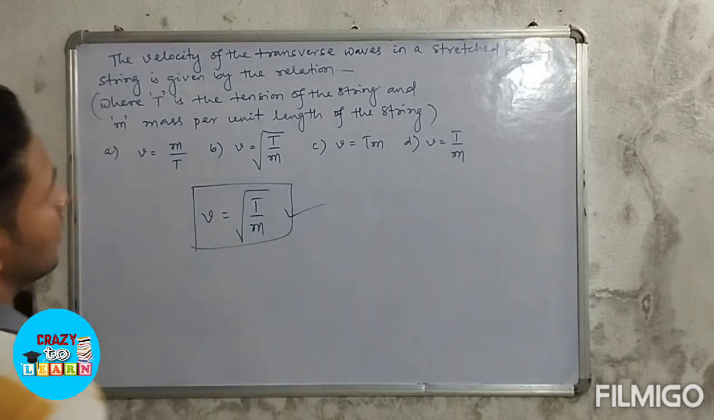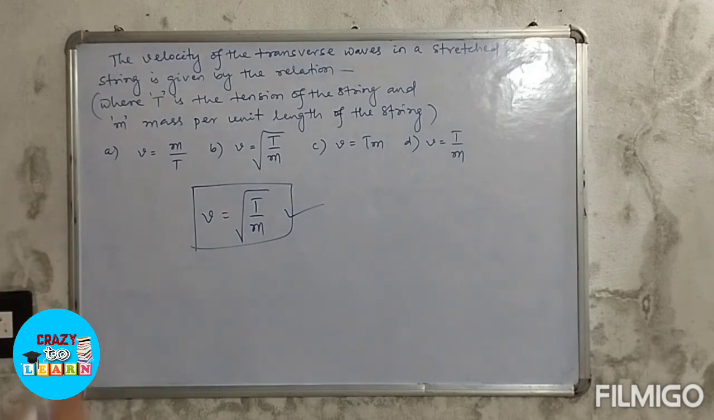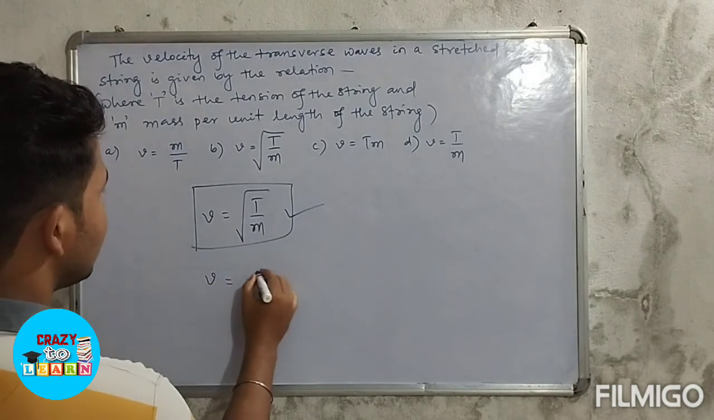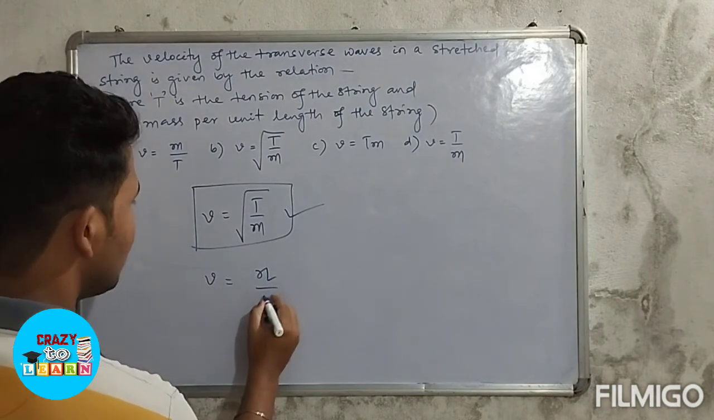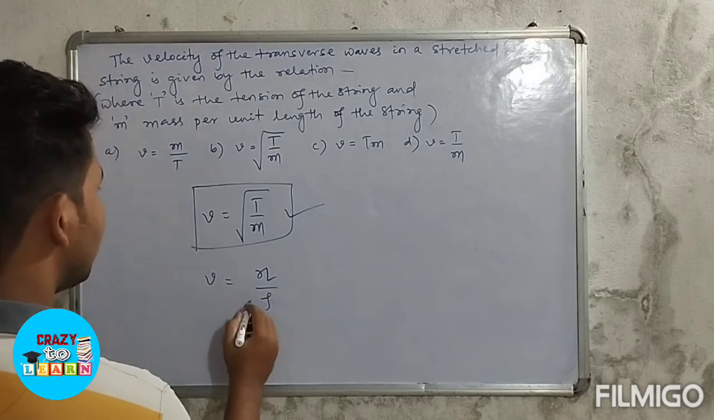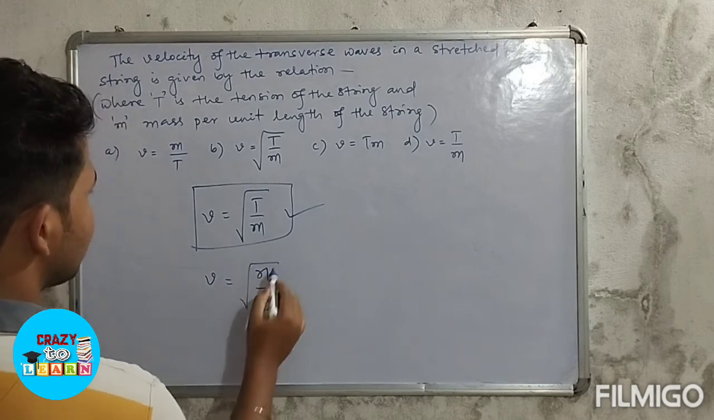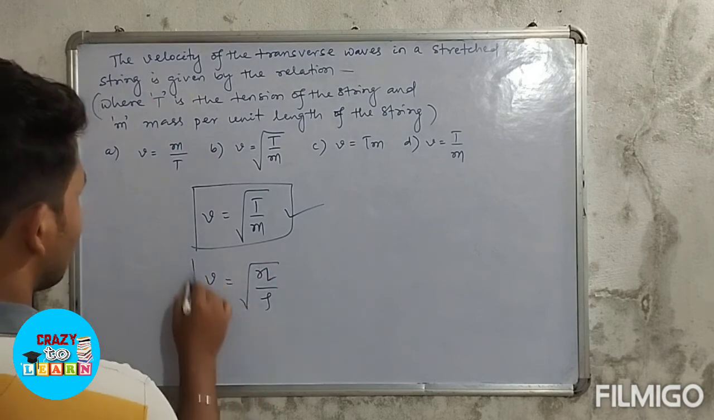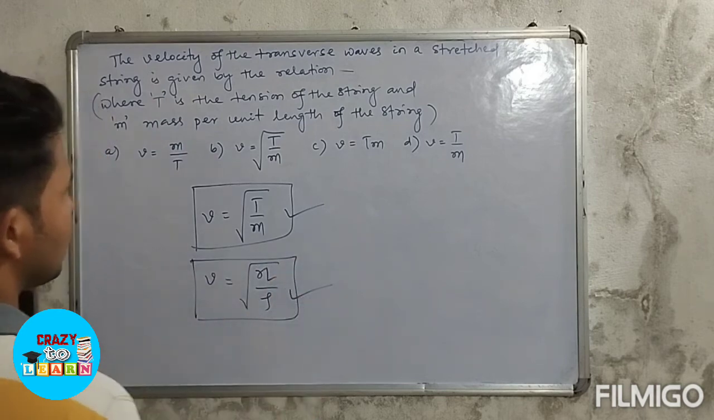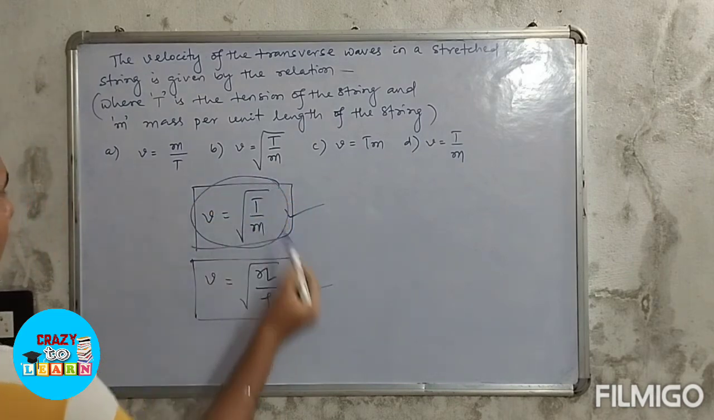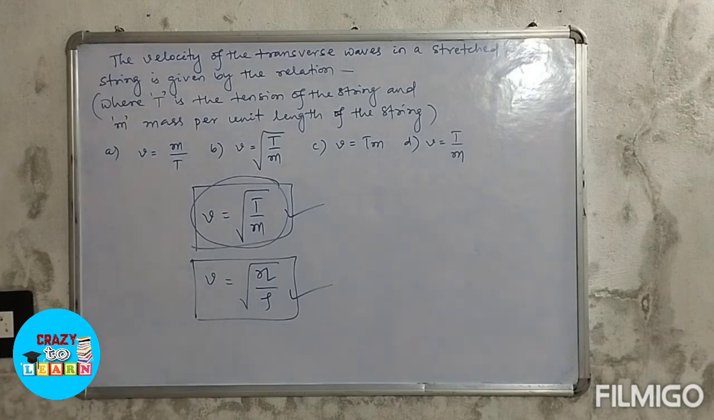Okay, in my previous video I already discussed about velocity of the transverse wave and velocity of the longitudinal wave. And velocity of the transverse wave when rigidity modulus eta is given to you and density of the material rho is given to you, then formula is velocity of the transverse wave is equal to square root of eta by rho. You can use this formula also. In case of stretched string, the formula is like this, and normally the formula is like this.